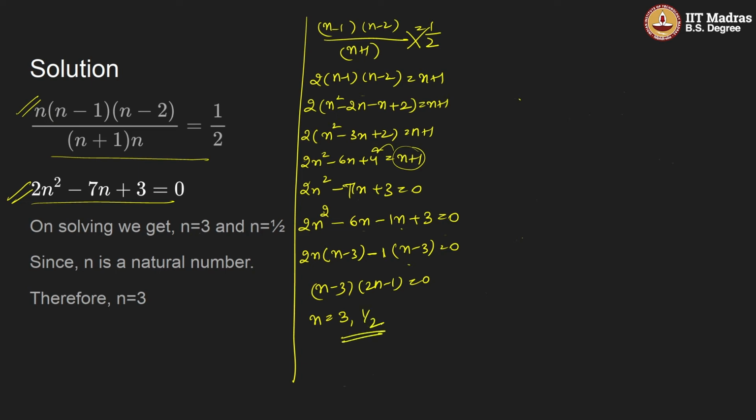There are two values here, right? And here the condition is n is a natural number, so we will only consider n = 3. Okay, so our answer is n = 3.